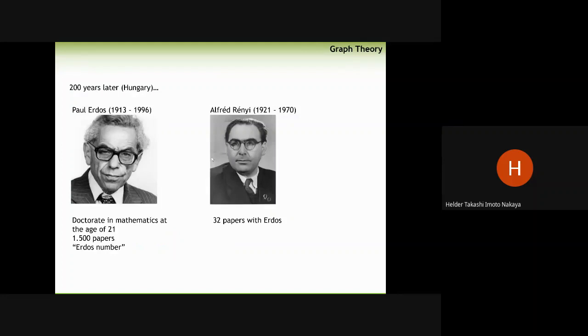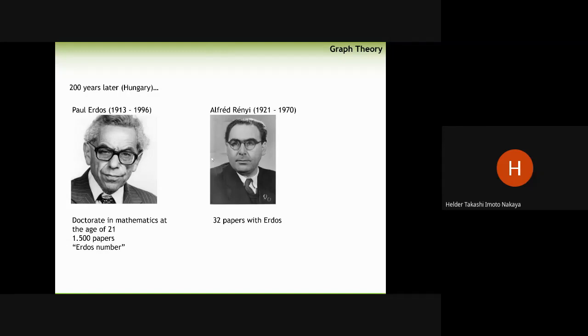Okay, 200 years later in Hungary, these guys, Paul Erdős, as you can see, he's a very normal guy. He had his doctorate in mathematics at the age of 21, 1,500 papers, and he was so famous that there was this thing called the Erdős number. Okay, that's the number of people you have to publish through to be close to publishing with Erdős, the greatest mathematician.